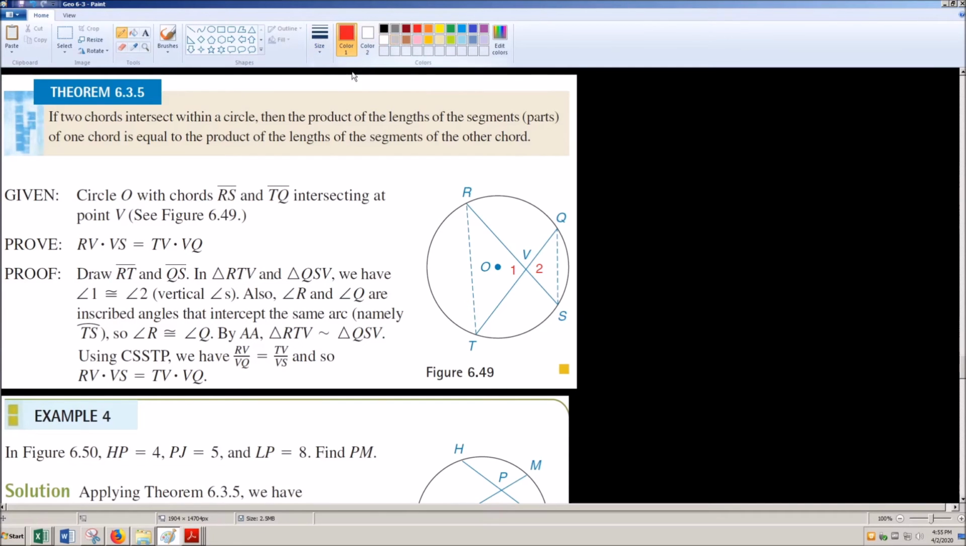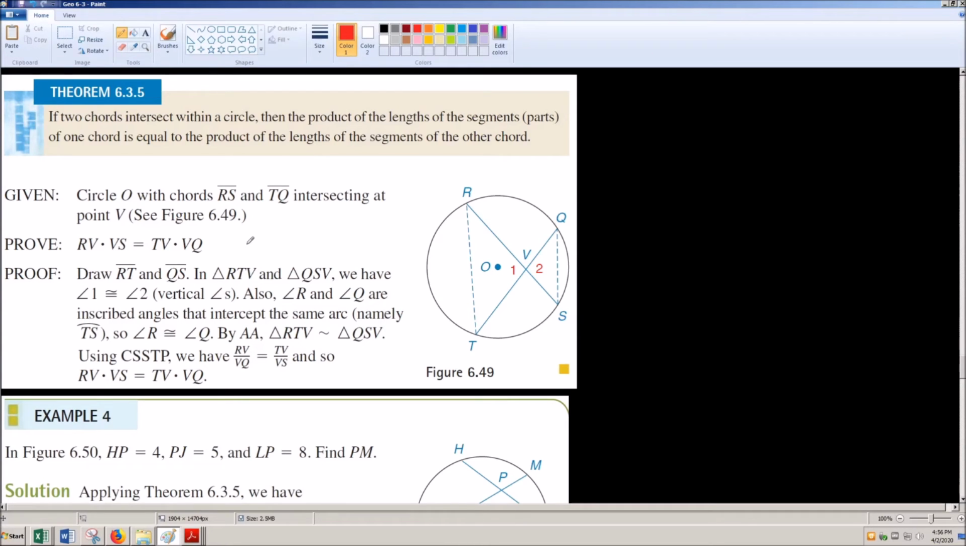So here, if two chords intersect within a circle, so it does not need to be the center of the circle, just anywhere inside the circle, the product of the lengths of the segments, aka the parts of one chord, is equal to the product of the lengths of the segments of the other chord.